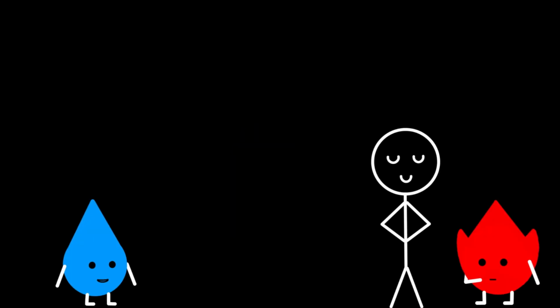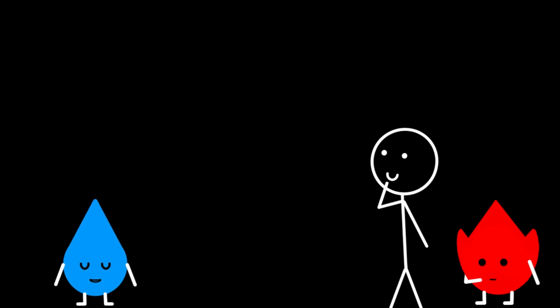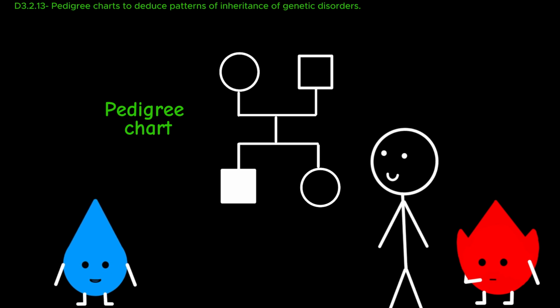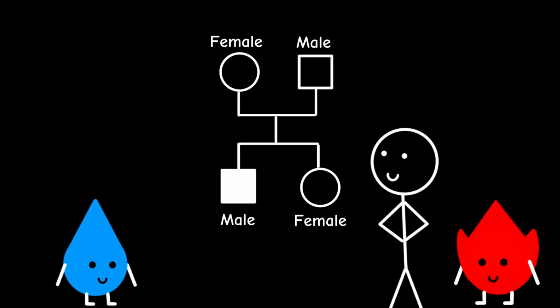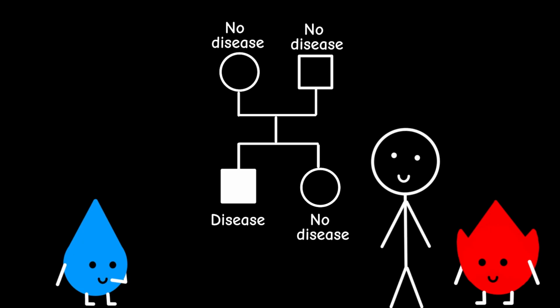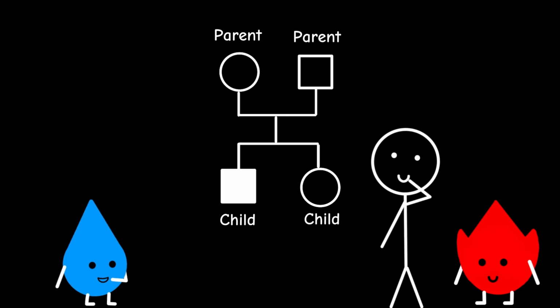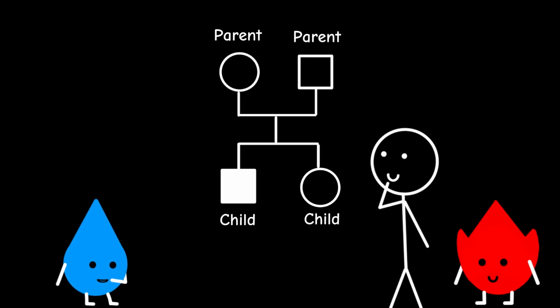We can work out the probability that someone will have PKU or is a carrier of the PKU allele with a pedigree chart. Squares are males and circles are females. Shaded means they have the disease. The ones at the top show the parents and the ones below show their offspring.